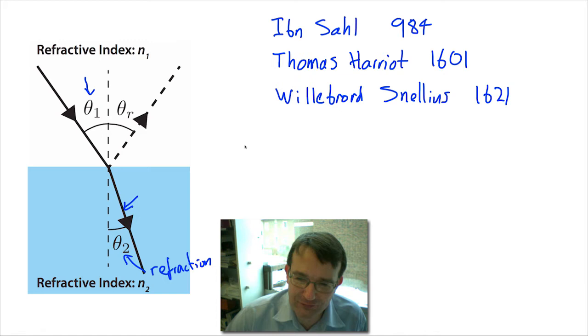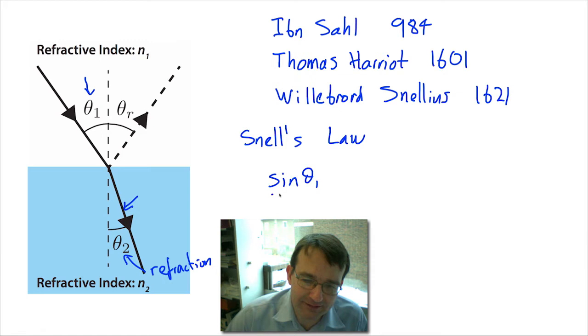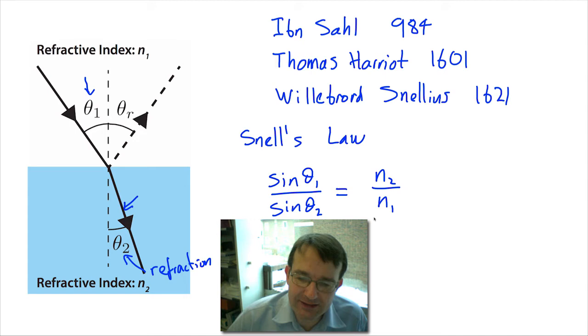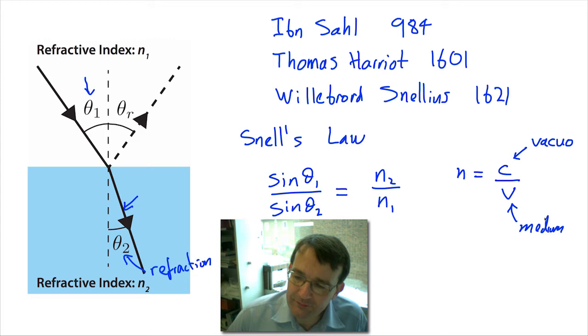It's not Snellius's law. So Snell's law says that the sine of the angle of incidence divided by the sine of the angle of refraction is equal to the refractive index in the new medium divided by the refractive index in the old medium. Now, the refractive index of a medium is defined by the following relationship: we take the speed of light in vacuum, c, and we divide it by the speed of light in the medium, v. Obviously, nothing can travel faster than light in a vacuum, so v here is always less than c, and therefore the refractive index is always greater than or equal to 1.